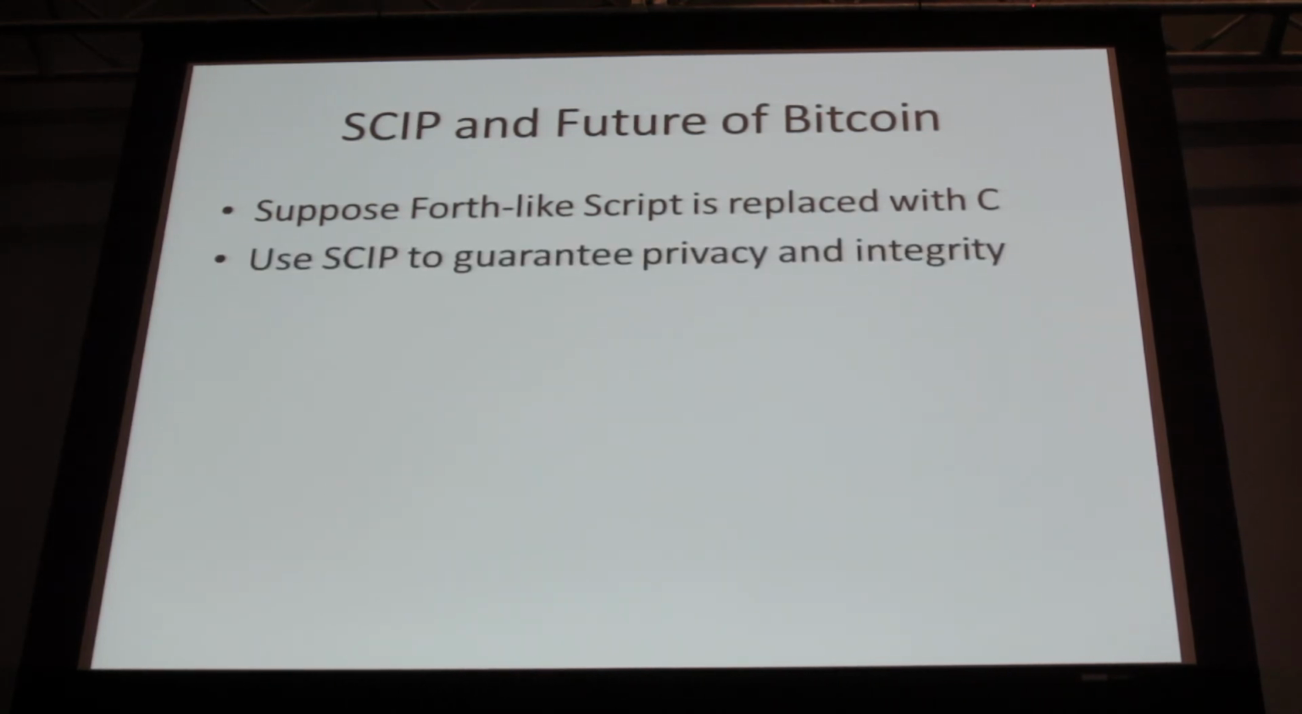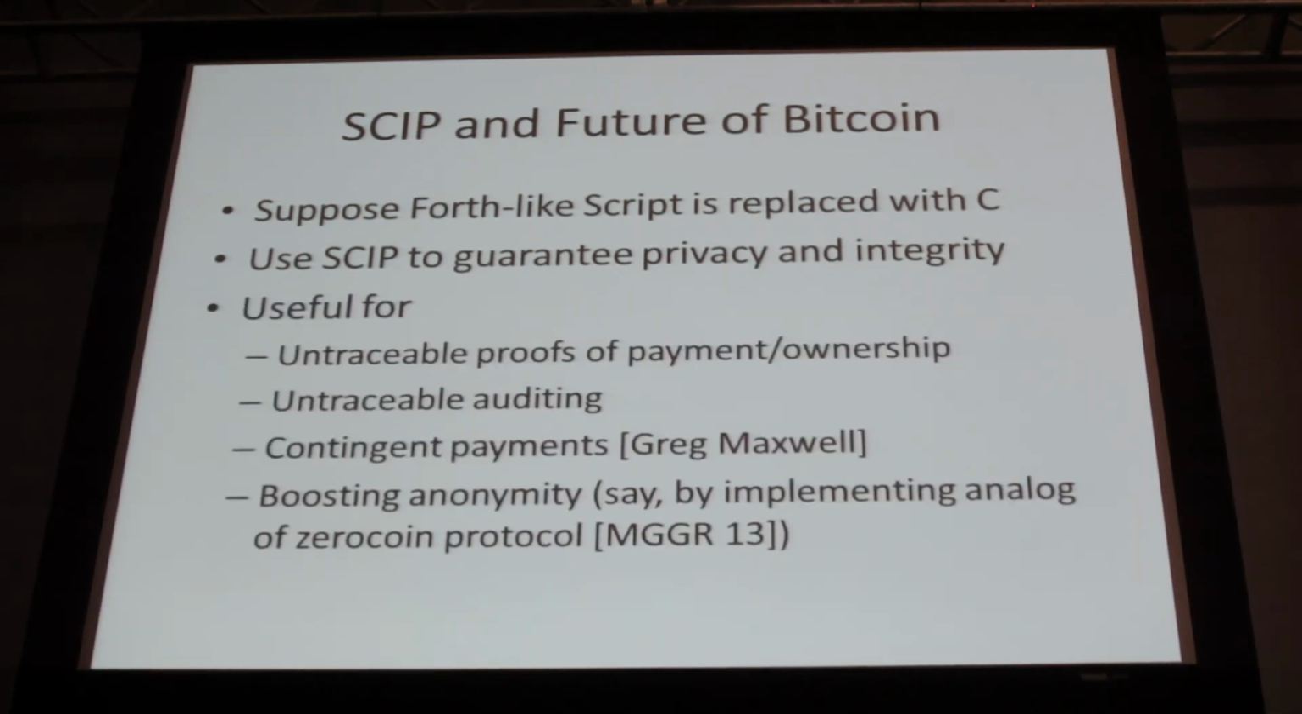Then you could use our system to guarantee privacy and integrity, and there's a whole range of things that you could do with that. You could get untraceable proofs of payments and proofs of ownership. You could get untraceable auditing, again, verifying all kinds of things about your history for tax purposes or whatever it is without revealing any information about the actual coins that you own and so on. This could also be good for receipts for merchants to have tangible proofs that someone paid something without revealing any information about them. You could do things like exchanges and contingent payments and future contracts in a much simpler way. Again, because you could just be writing C code.